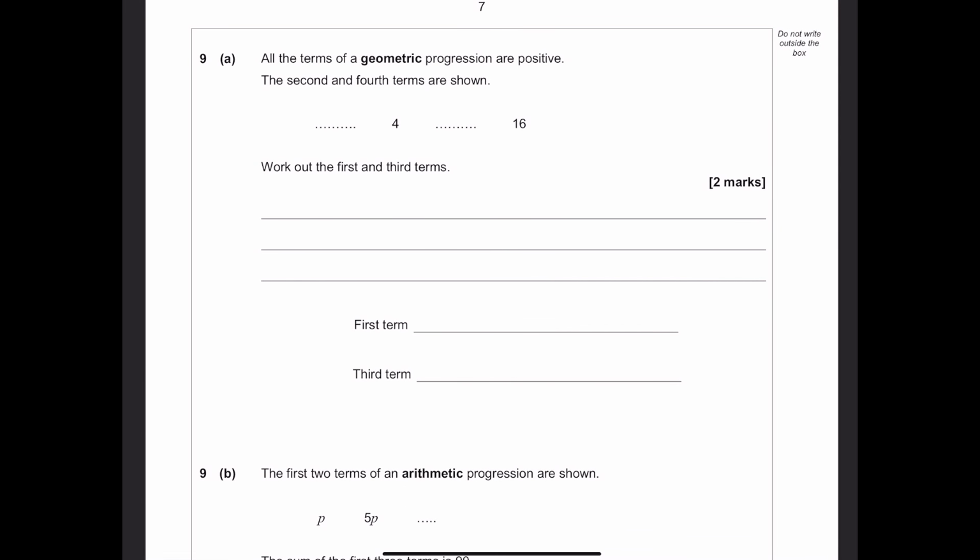All the terms of a geometric progression are positive. The second and fourth terms are shown. Geometric means we multiply or divide between each term. Work out the first and third terms.